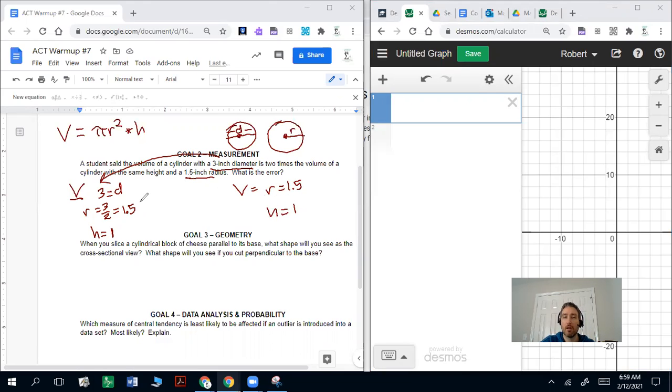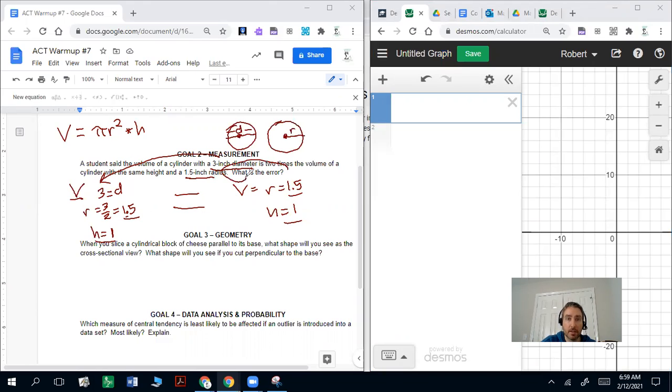So what's the error? Well, they both have the same radius and the same height, so they're going to both be equal. You don't have to plug it in to figure that out. They have the same radius and the same height. Multiply by pi, square the radius, you're going to get the same thing.